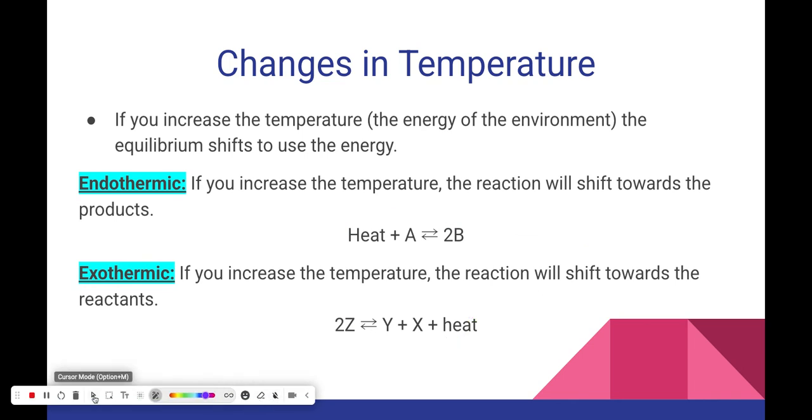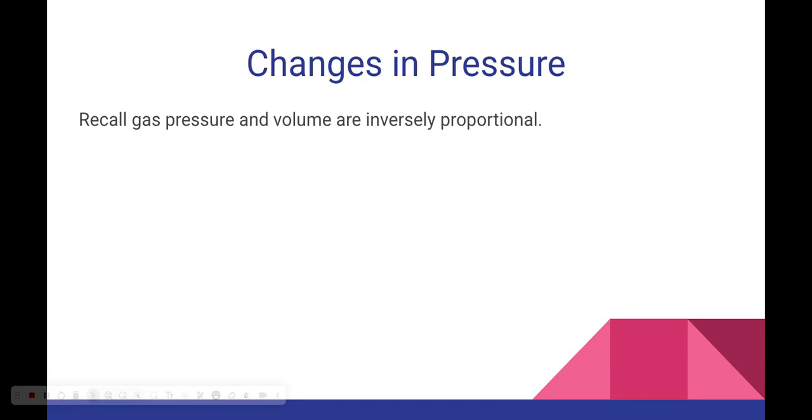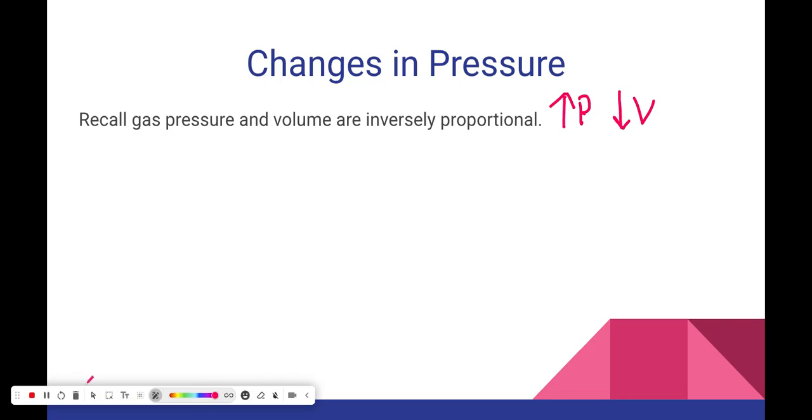Now, let's continue on and talk about changes in pressure. And our first bullet point of notes here, guys, is a callback to Unit 3, specifically the gas law sections in Unit 3. And if you remember, we said that gas pressure and volume are inversely proportional. That is to say, if I increase my pressure of a gas, the volume of the gas would decrease. Pressure and volume are going to move in opposite directions, right?